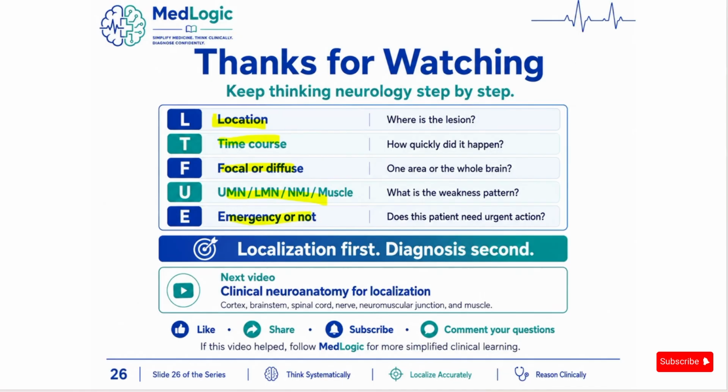Location. Where is the lesion? Time course. How quickly did it happen? Focal or diffuse. Is one area affected or the whole brain? Upper motor neuron, lower motor neuron, neuromuscular junction, or muscle. What is the weakness pattern? Emergency. Does this patient need urgent action? Once you learn this approach, neurology becomes much more logical and much less frightening.